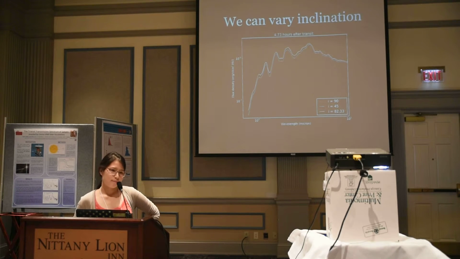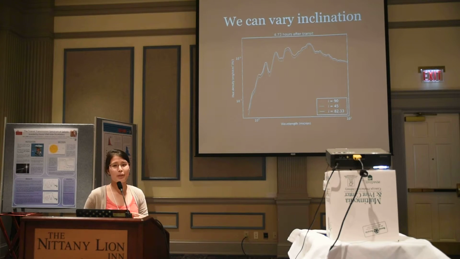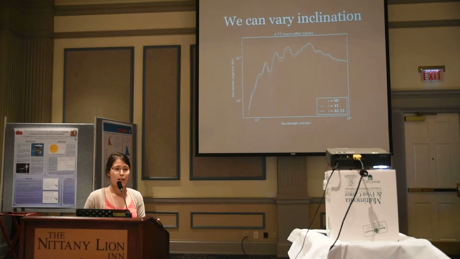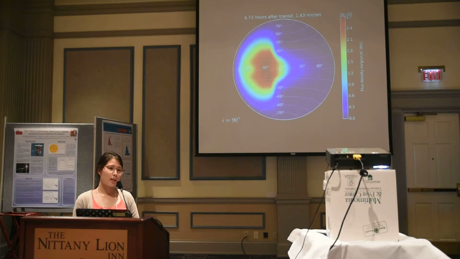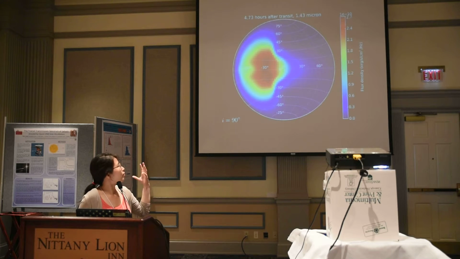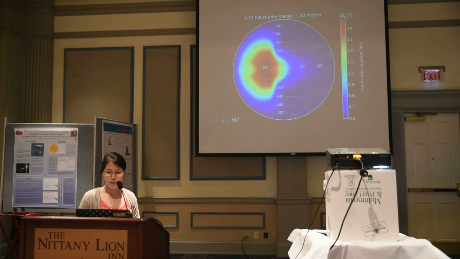So it's safe to say that it's okay to assume edge on for our modeling, but it's still good that we have the opportunity to include different values of inclination. And while it's nice to see the flux density as a function of wavelength, I thought it would be nice to also see what it's doing on the actual planet.